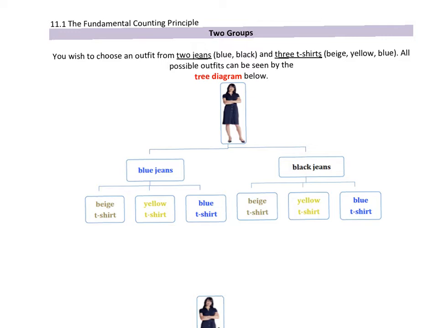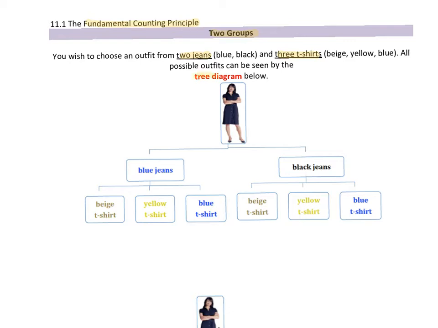In section 11.1, our concern will be on what we call the fundamental counting principle. It's a very simple principle. And we'll start off with looking at 2 groups. Let's say that you want to choose an outfit from 2 jeans. So you have a pair of blue jeans and a pair of black jeans. And you have 3 t-shirts, beige, yellow, blue.